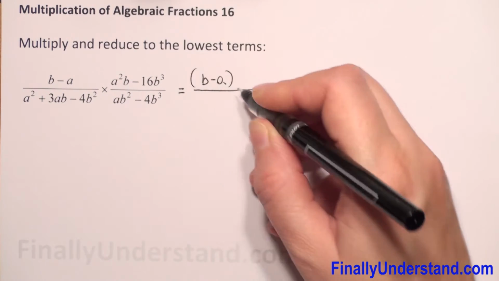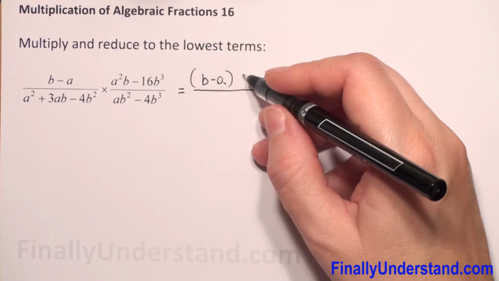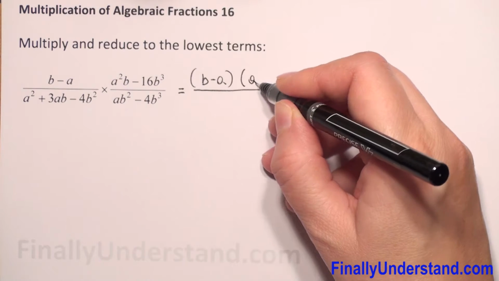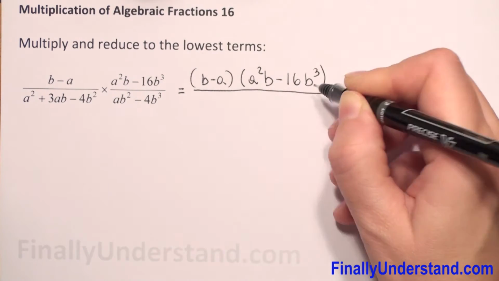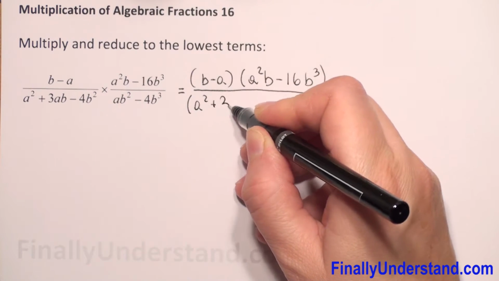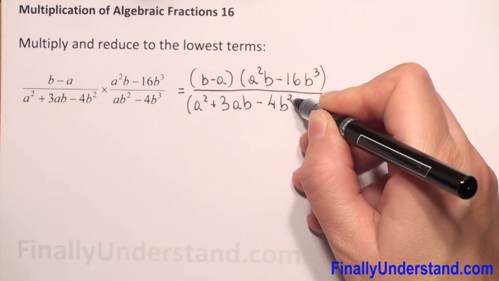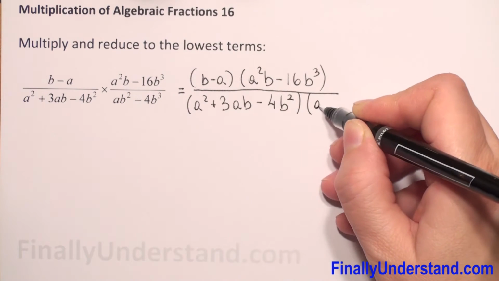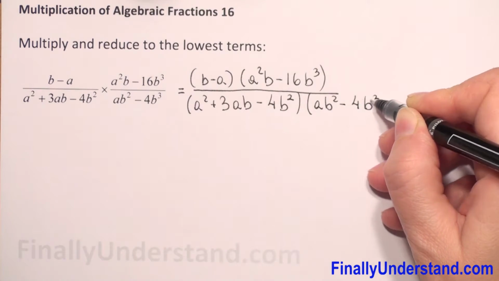We will put it in parentheses because we have subtraction between these two variables. And we have times a squared minus 16b squared. In the denominator we have a squared plus 3ab minus 4b squared, times ab squared minus 4b cubed.